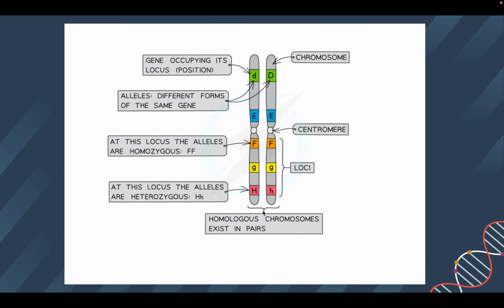So here is another close-up of the picture that you see in your notes, all labeled for you to understand. Hopefully, now that we've completed these notes, you understand what a genotype is, you understand what alleles are, and you understand how alleles make a genotype.